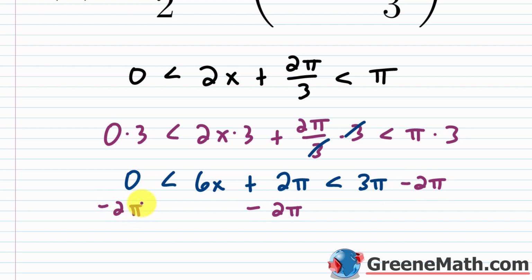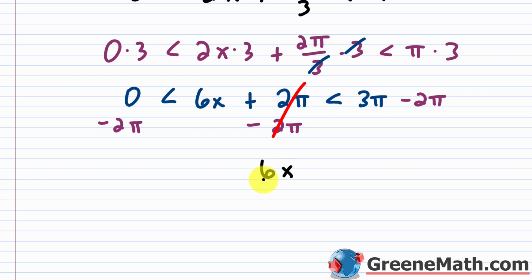Let me write that like that. And so this is going to cancel. You're going to have 6x in the middle. So this is greater than -2pi and less than 3pi minus 2pi, which is pi. To finish things up, let's divide everything by 6. And so that's going to give me this canceling in the middle.